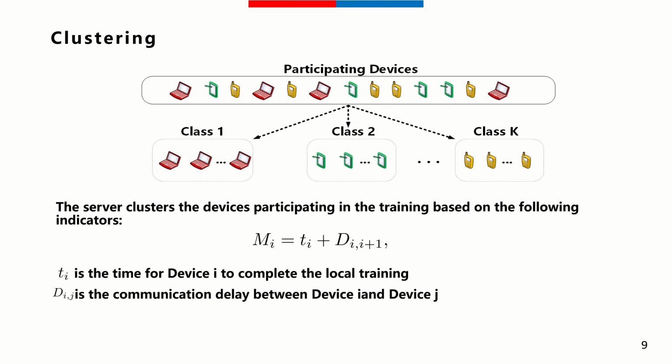Clustering basically means that several devices are divided into different categories based on the computing power of each device. Generally, the categories include both the communication time and the local computing time of each device. But for simplicity, we will assume that all devices only have the same communication time. Therefore, only the local computation time of the device needs to be considered.